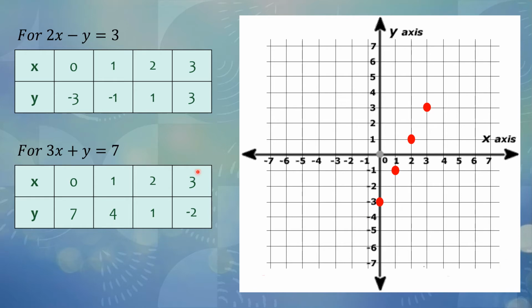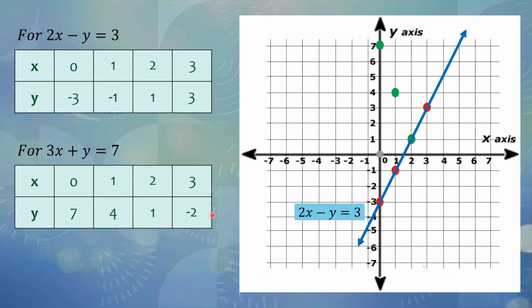Ayan. Na-plot na natin yung apat na points or ordered pairs ng first equation. Let us now connect the dots. At nag-form na siya ng line. And that graph is for 2x minus y equals 3. Next, proceed na tayo sa pagpa-plot ng points ng pangalawang equation. 0, 7. So, 0 of x and positive 7 of y. Ayan. 1 and 4. So, 1 of x and positive 4 of y. 2, 1. So, positive 2 of x and positive 1 of y.